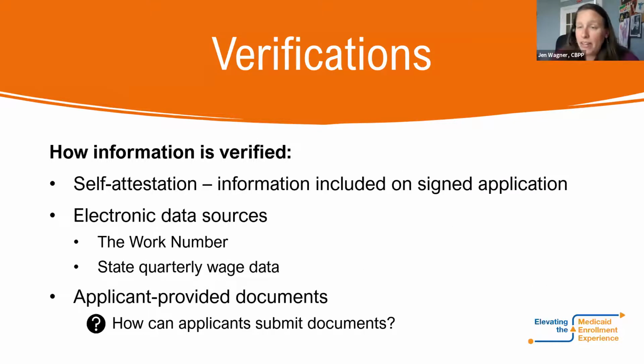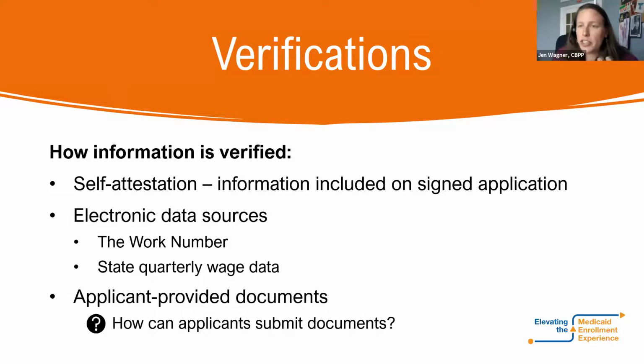The simplest thing is self-attestation. Many of those factors that were previously listed can be included on a signed application. That's self-attestation from the client, and that's valid. No further information is required. But for those things, especially with the asterisk, again, those were income, social security number, and citizenship or immigration status, the state does need to verify those things. Fortunately, there are a lot of electronic data sources that can be used for verification.